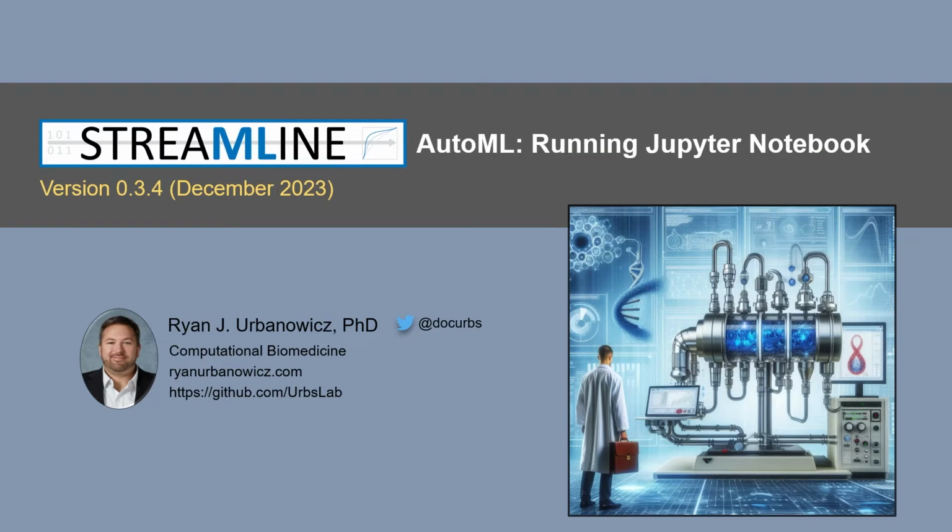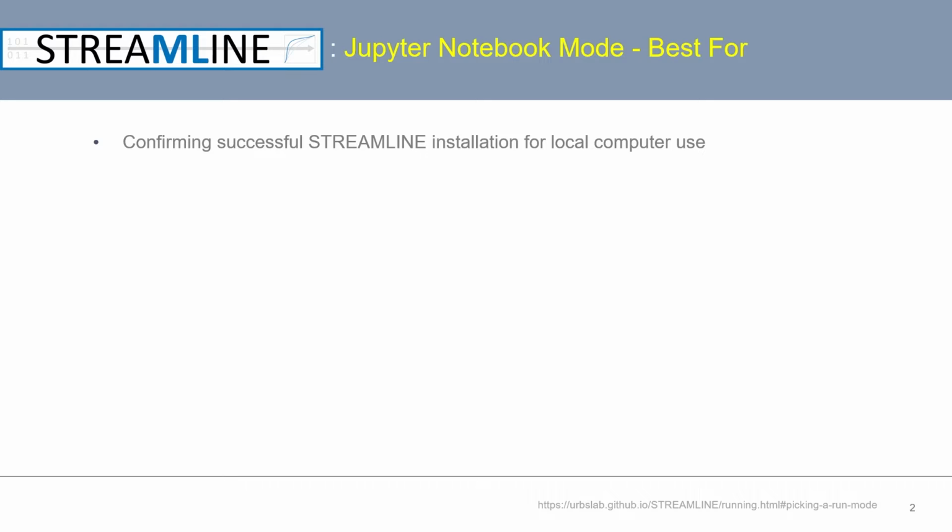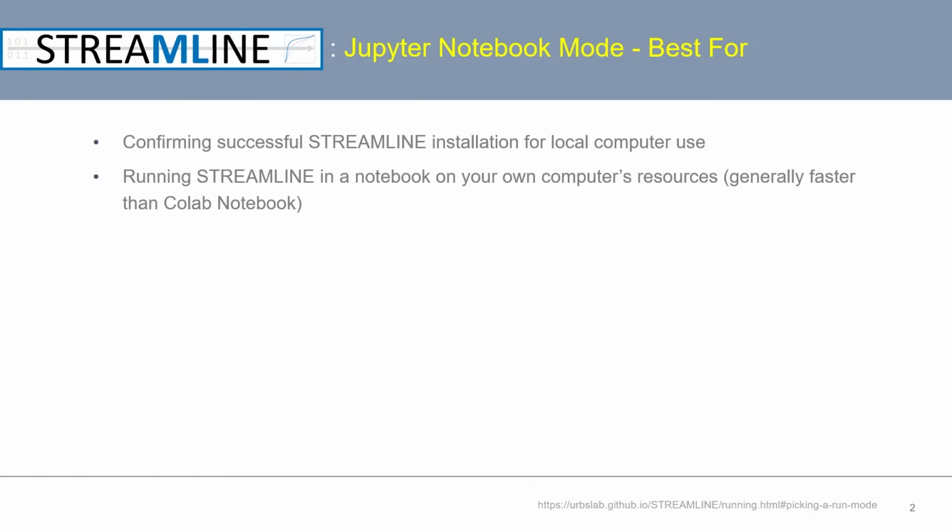Welcome. This video will walk through running the STREAMLINE Automated Machine Learning tool within its Jupyter Notebook run mode. This run mode is best for users looking to confirm that STREAMLINE has been installed successfully for use on a local computer, for running STREAMLINE in a notebook using your own computer's resources, which is generally expected to be faster than running in Colab Notebook.